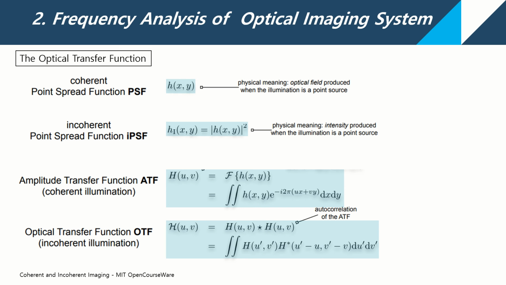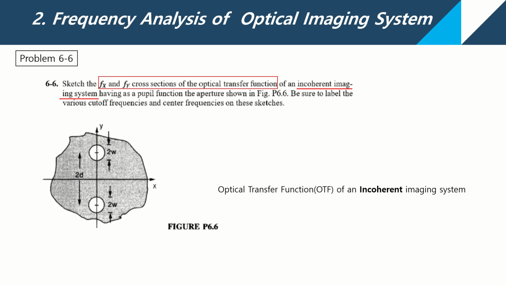In case of a coherent illumination system, we care about the amplitude transfer function, and in an incoherent system, we care about the optical transfer function. The problem we will solve is in the case of an incoherent illumination system. Let's check problem number 6. We need to sketch the optical transfer function in two different directions.